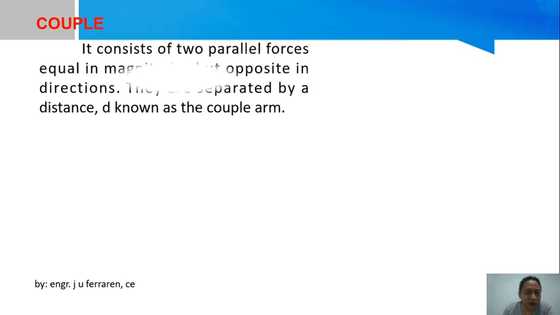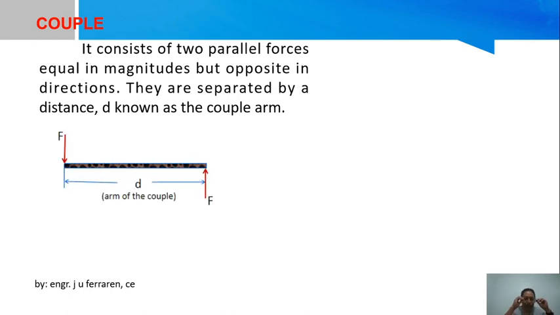Now, a couple. What's a couple? A couple consists of two parallel forces equal in magnitude but opposite in direction. They are separated by a distance d, which is known as the couple arm or the arm of the couple. If this is the figure, there is a body acted on by two parallel forces of equal magnitude F, separated by a couple arm D.